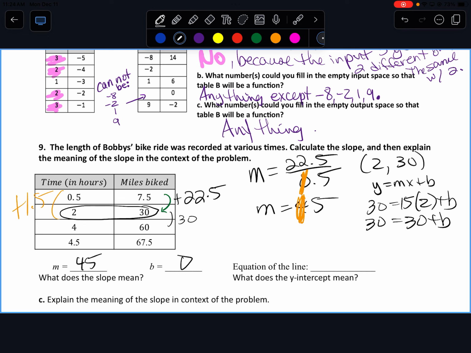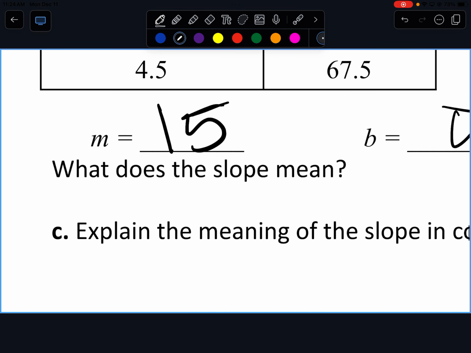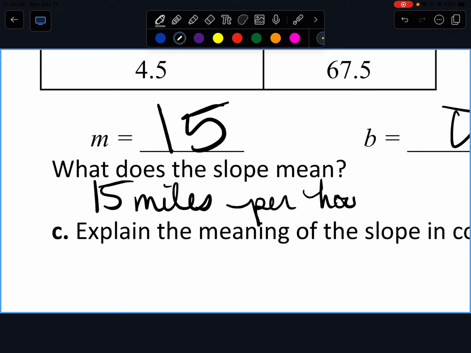30 plus b, subtract 30, and got 0 as b. And we are going to change this. It's 15. It is not 45. So my equation of the line would be y equals 15x. What does the slope mean? 15 miles per hour.